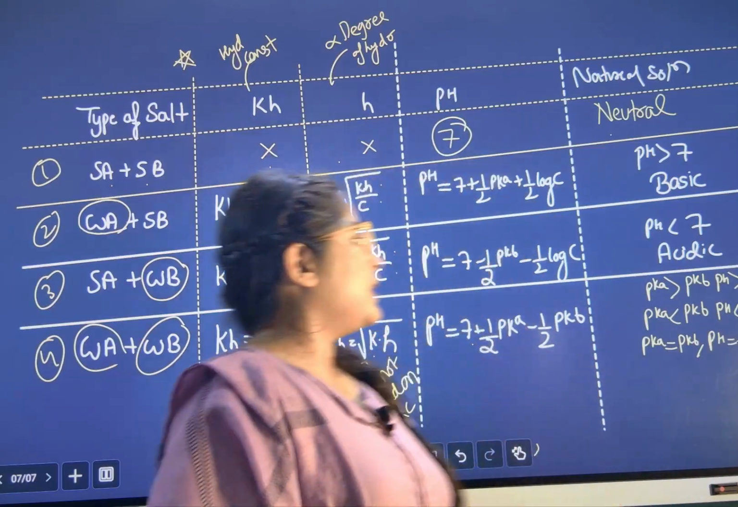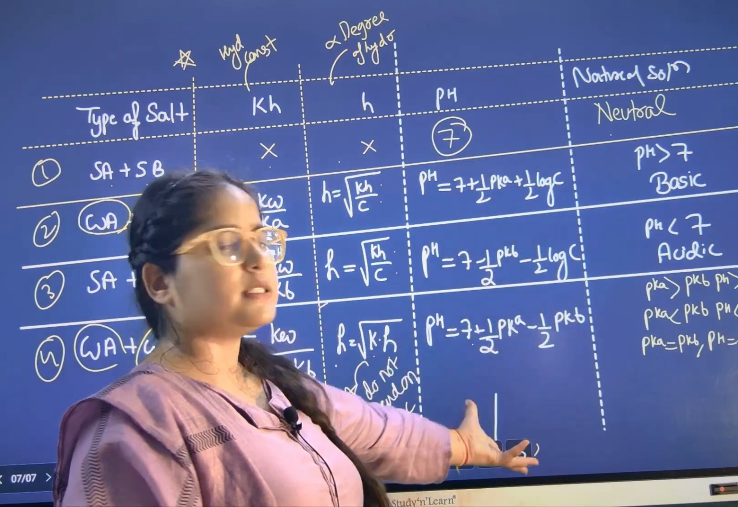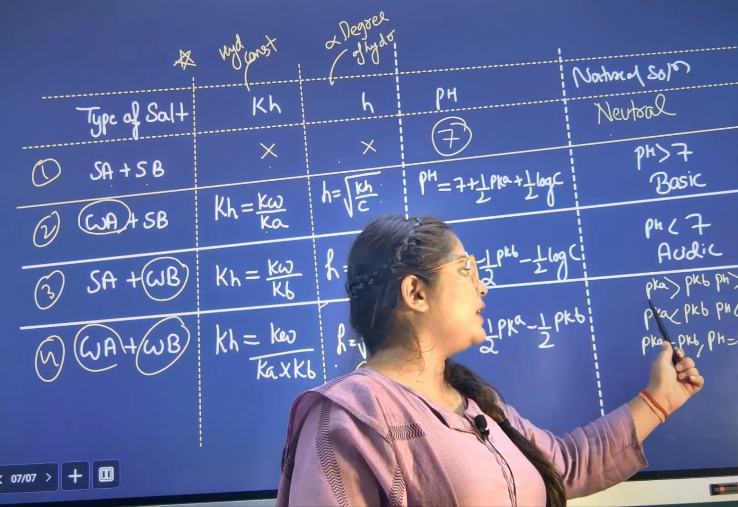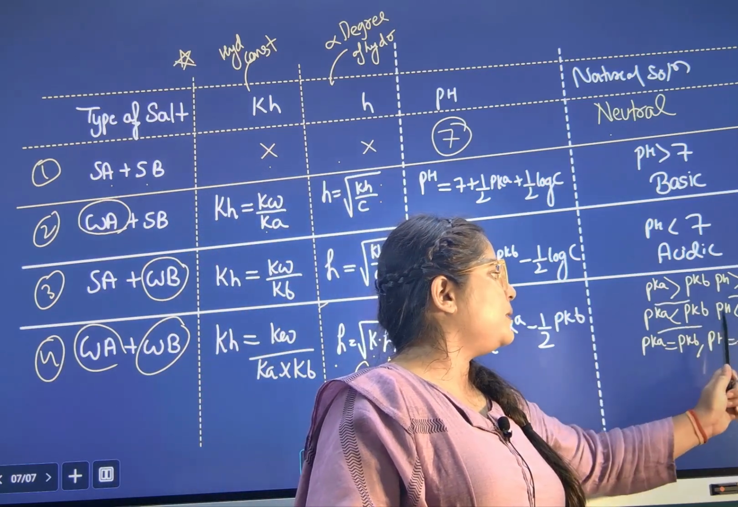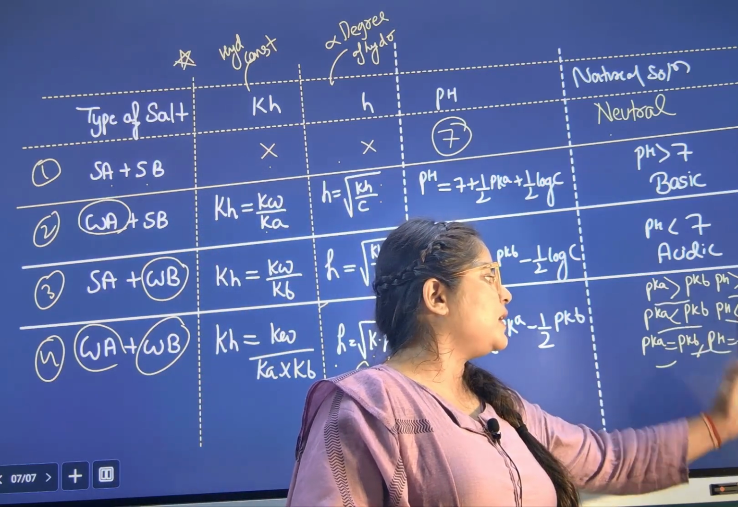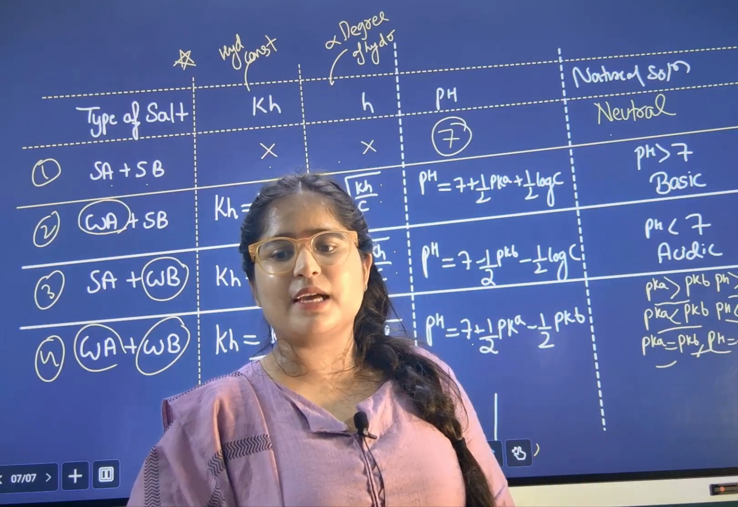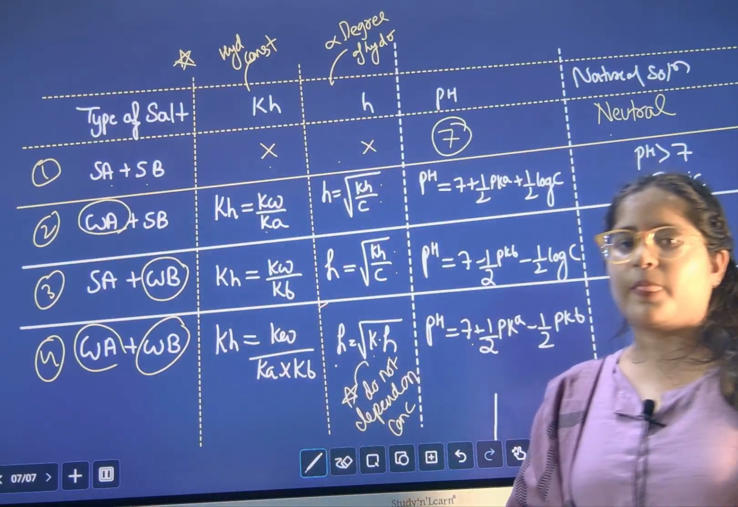Fine. Okay, and nature of the solution, acidic, basic. So 3 cases I have told you already. pKa more, pH more; pKa less, pH less; pKa equal to pKb, pH equal to 7. Right? Note it down fast.